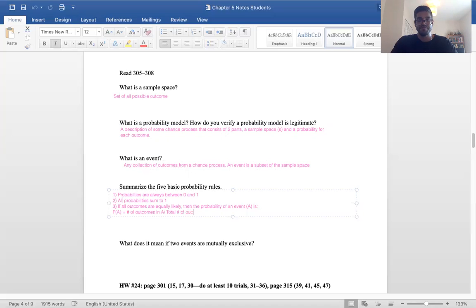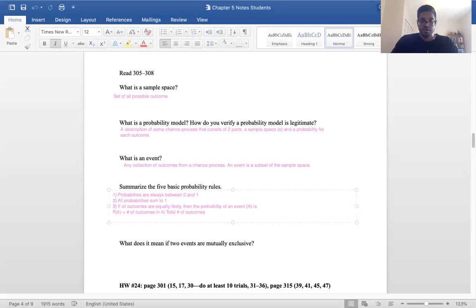So think about it this way. If you're rolling a die, likelihood is obviously 1/6 for everything. And so say you want to find the probability of a 4 or a 5. So your event A is the 4, 5, right? There's 2 ways of getting that. So 2 out of 6, right? So 1/3. Trying to make sense.